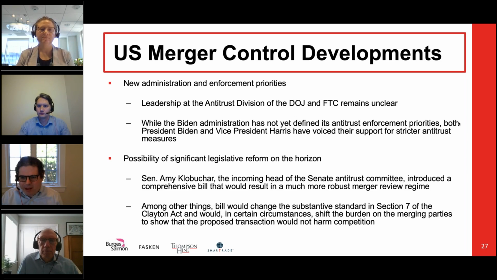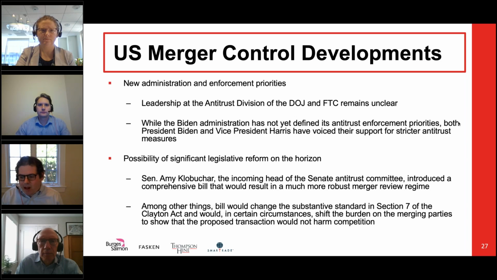And I just want to give a brief overview of where we are right now with U.S. antitrust law. Obviously, we're in the first couple months of a new administration. There's lots of speculation right now about what the leadership at DOJ and FTC will look like, and really what Biden's specific enforcement priorities will be.